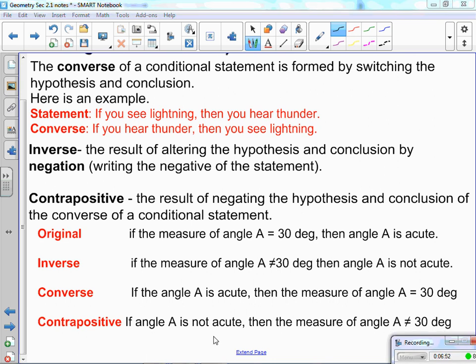And then the contrapositive basically takes the inverse and the converse and puts them together in one statement. So if angle A is not acute, then the measure of angle A is not equal to 30 degrees. So we've taken the order that it's in for the converse and put the nots into both parts.